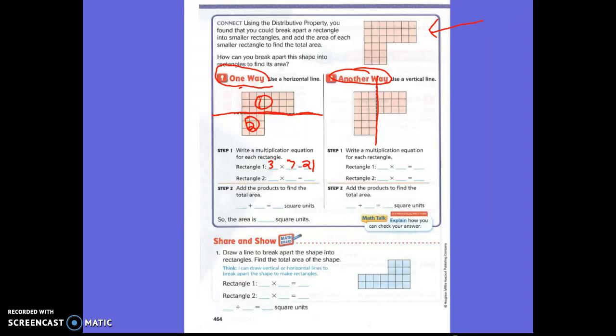Alright, let's go to rectangle 2 now. What is the length for rectangle 2, Jacob? Rectangle 2 is 9. No. I didn't ask for the area, I asked for the length. 3. And what is the width for rectangle 2? Carter? 3. What is 3 times 3, everyone? 9. Okay, what do I do now?